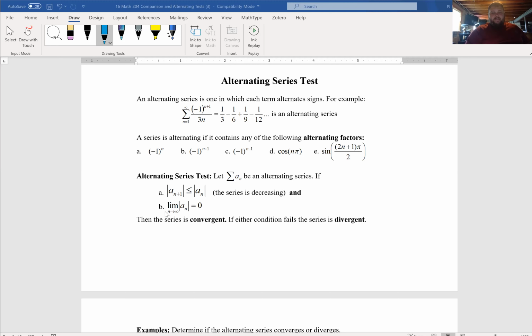And part B says, now take the limit as n approaches infinity of that sequence, like the absolute value of a sub n. And if you get 0, then we're going to go ahead and say that that series is convergent. If either condition fails, we say it's divergent.